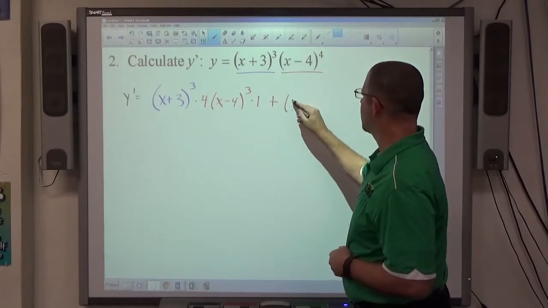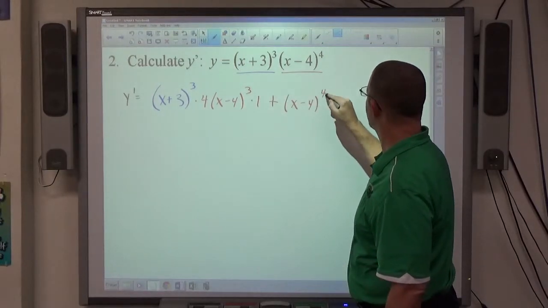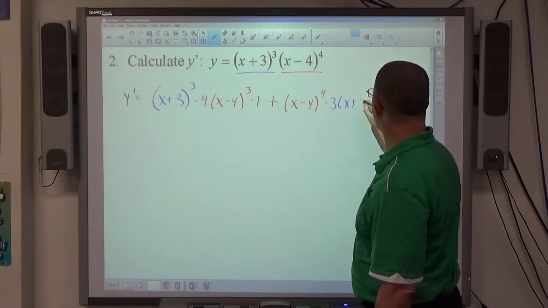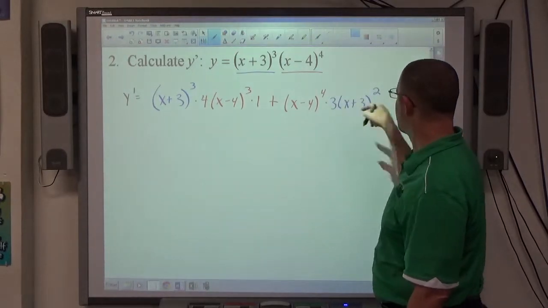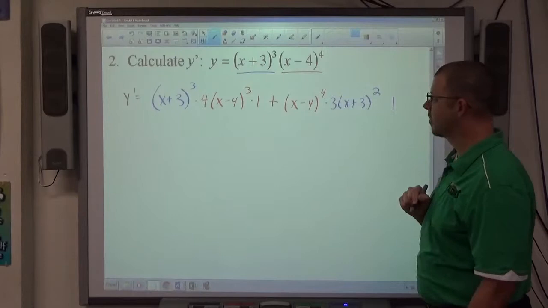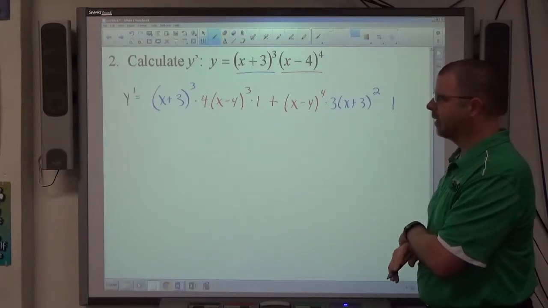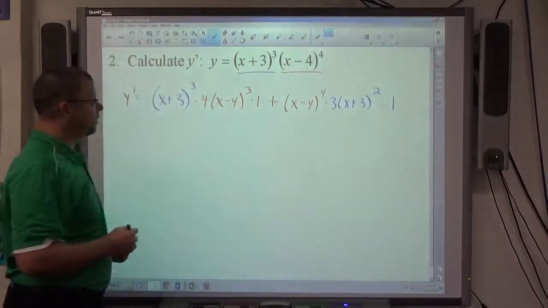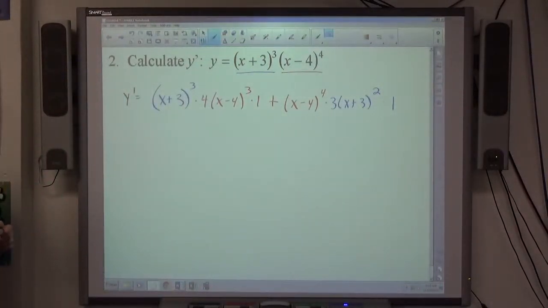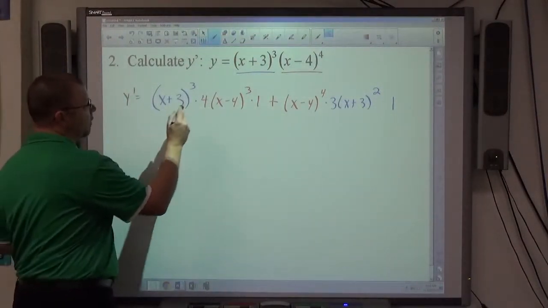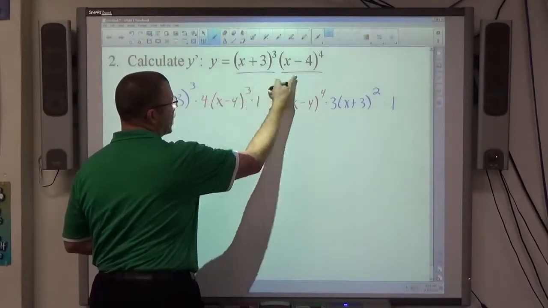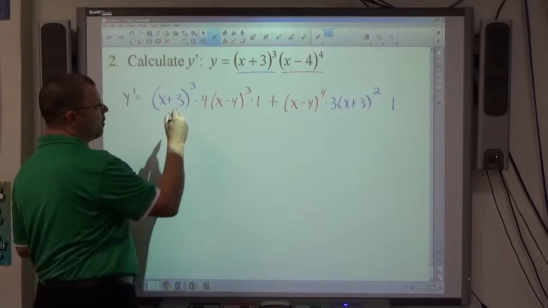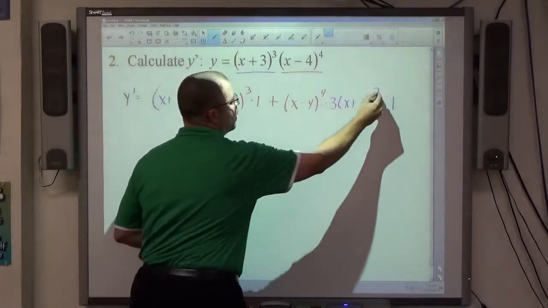So 2 is going to be x minus 4 to the 4th as it is. And d1 is going to be times 3 times x plus 3 to the 2nd times the derivative of x plus 3, which is 1. So there's the derivative. Again, that's the calculus of it. What's left is the algebra of it. And what I'm going to notice in this is that these two objects here, x plus 3 and x minus 4, show up in this work. And they have a common factor based on the powers.